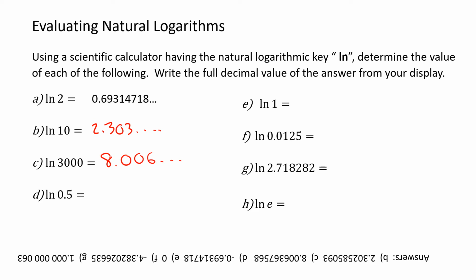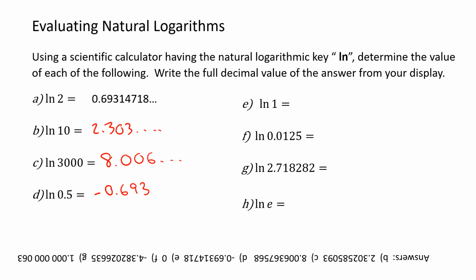D, the ln of 0.5. That is a negative number, so negative 0.693. Remember, the reason for that is that when it's a decimal like that, it's usually 1 over a function. So next is ln of 1. That one we should know.